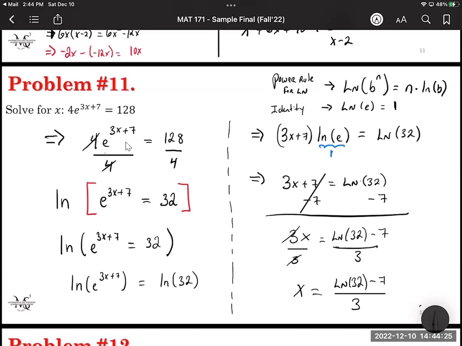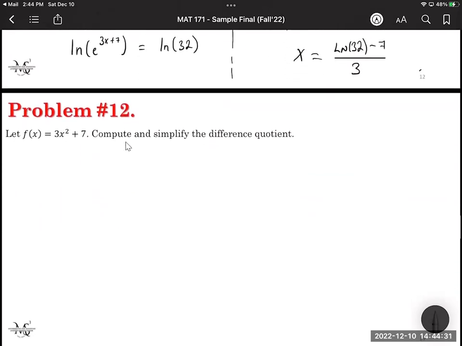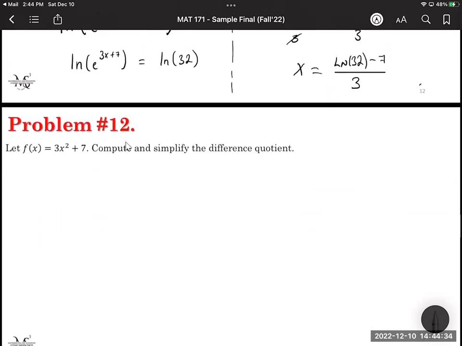All right, I'm going to continue. We're going to look at problem number 12. Problem number 12 states to compute and simplify the difference quotient. Does anybody remember what the difference quotient is?